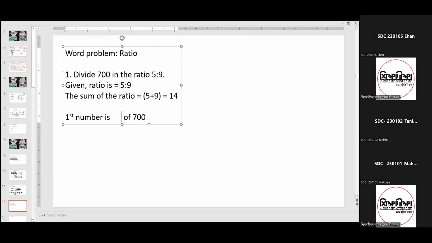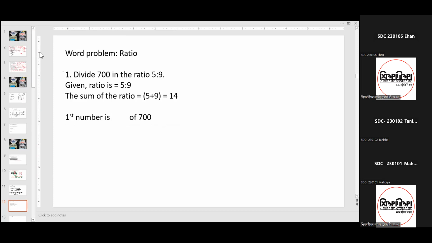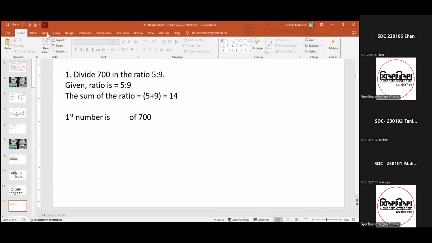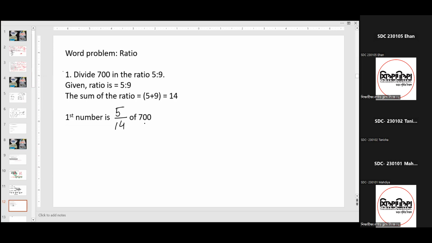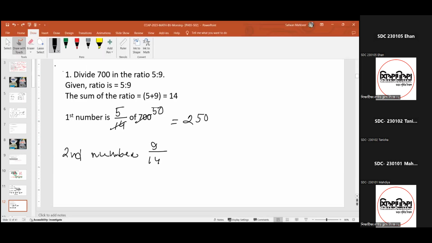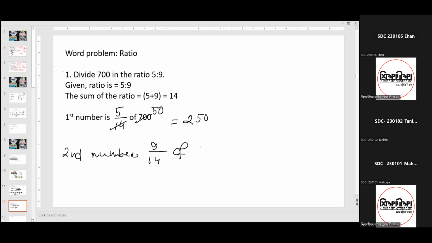I'll write it like this so you can understand. 5 over 14 of 700. So how much is it? 50. So it's going to be 250. The next one you can do by subtracting, but we're not going to do that because we need to learn this number, that is 9 over 14 multiplied by, or of, 700.